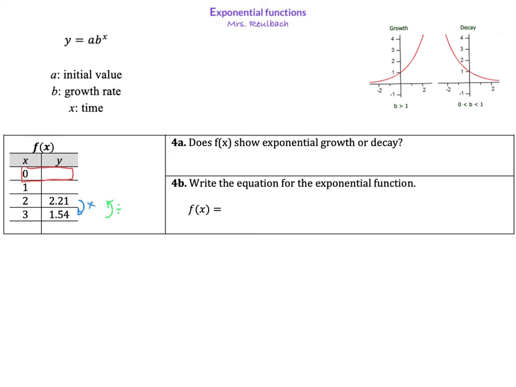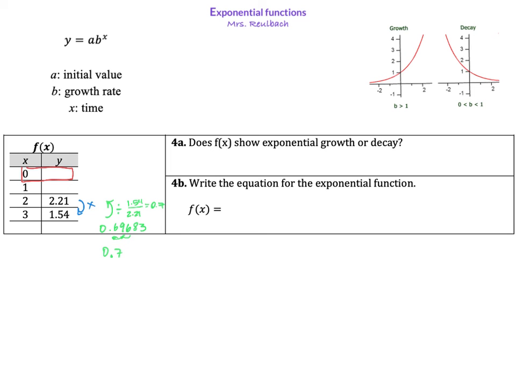So let's find this out. Let's get your calculator. You're going to do 1.54 divided by 2.21, and that gives you a big decimal, 0.69683. We're going to round to two decimal places. The 6 rounds this 9 up to 0, which then rounds this up. So our growth rate is going to be 0.7.